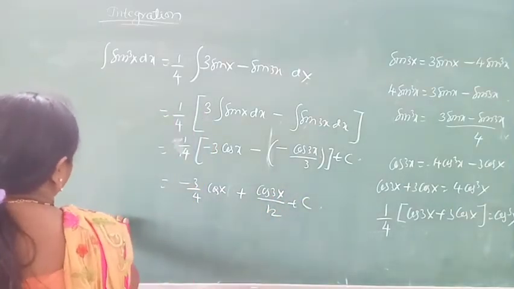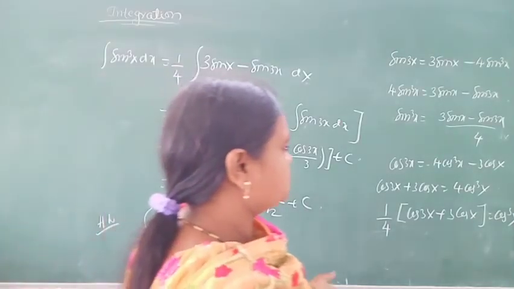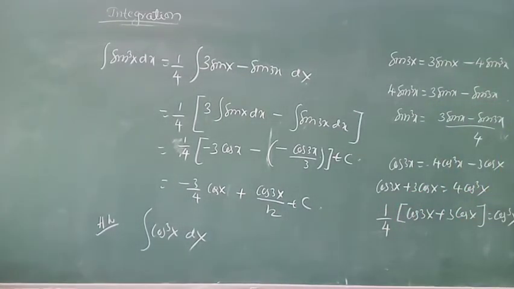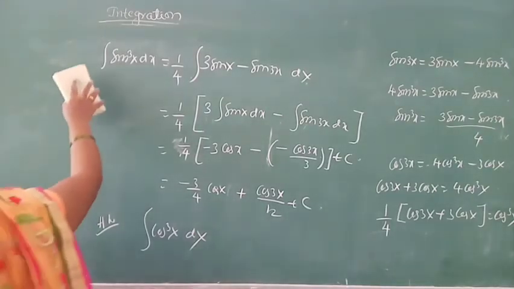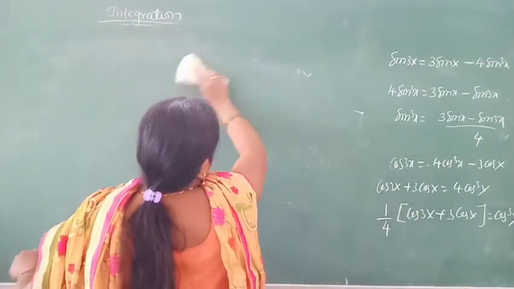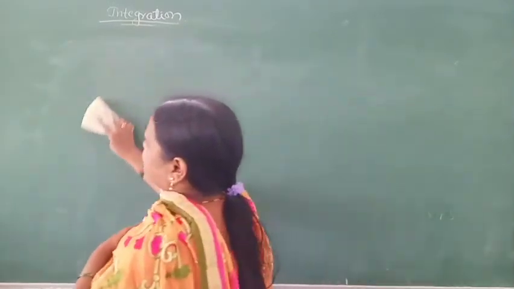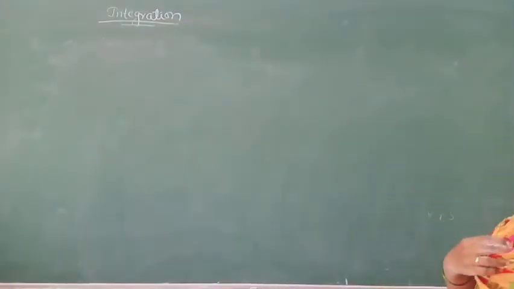Similarly, do one more, that is cos cube x. Use this formula and simplify the cos cube x. These are the examples for 3 marks question.